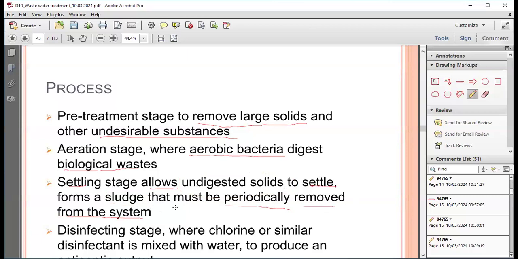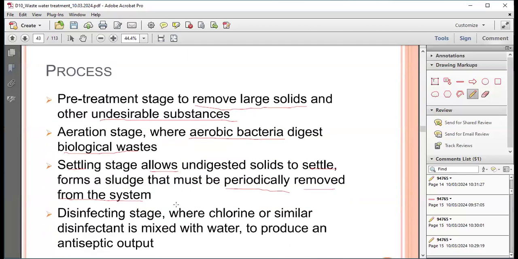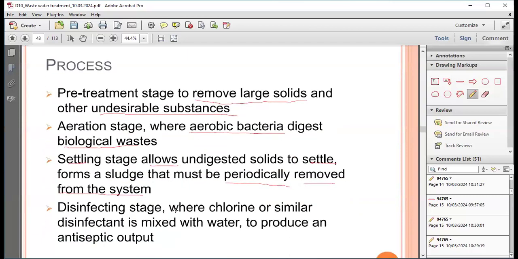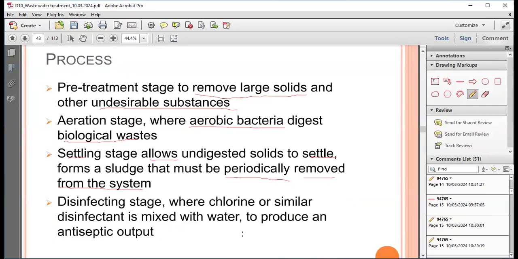The disinfection stage next. In the disinfecting stage, chlorine or a similar disinfectant is mixed with the water to produce an antiseptic output. What's the meaning of antiseptic? Antiseptic, you see.